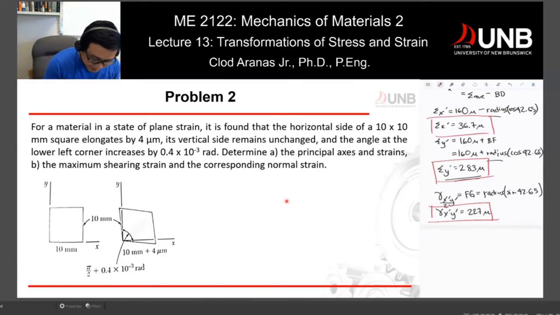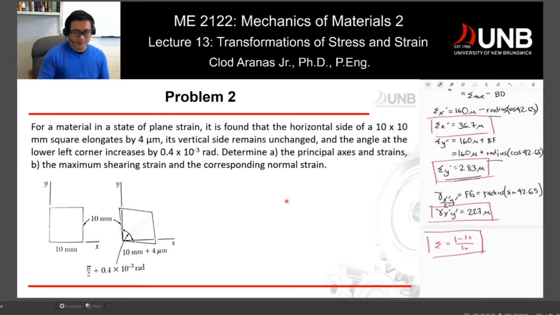We know that our strain is equal to L minus L naught divided by L naught. That's our description of strain. So let's look at this problem, and then I'll ask you to solve some of it at home, but I'll give you the direction on how to solve it.